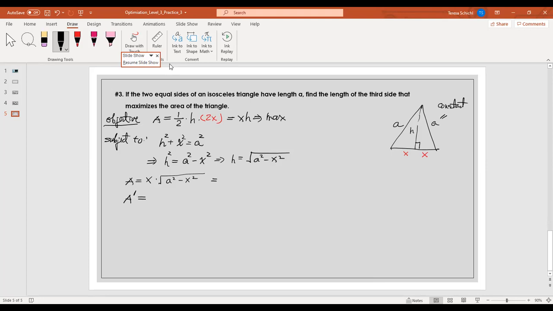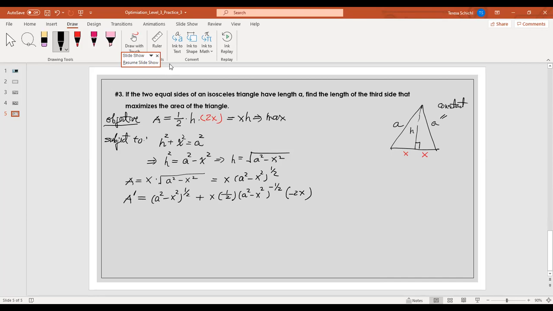Okay, so this one you can say this is (a squared minus x squared) to the 1/2, right? So you hold the first one, you take the derivative of the first one, so this will be (a squared minus x squared)^(1/2). Then plus x, then you take the derivative of this one, so this is 1/2 times (a squared minus x squared) to the negative 1/2. Then chain rule, right? Don't forget the chain rule is negative 2x here.